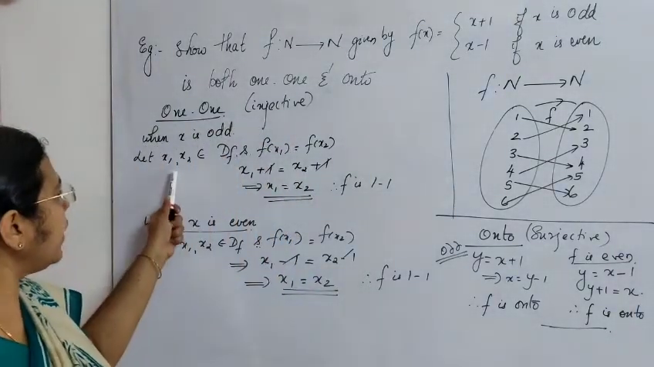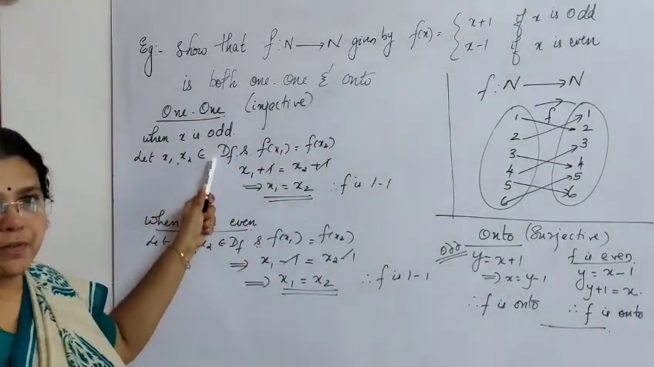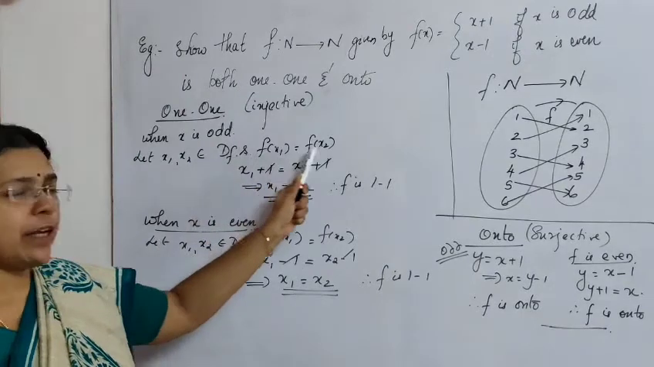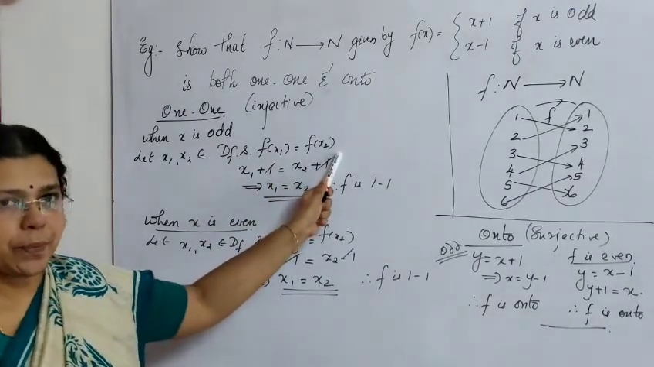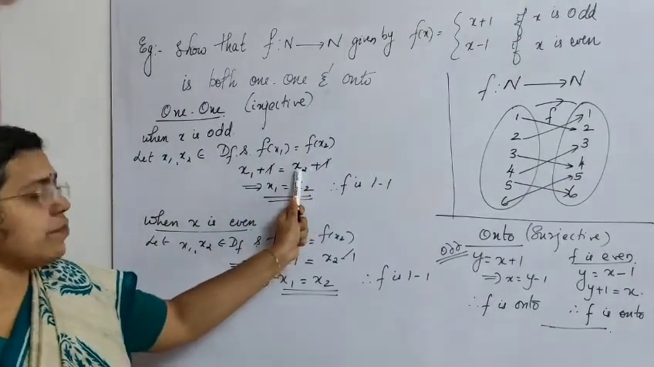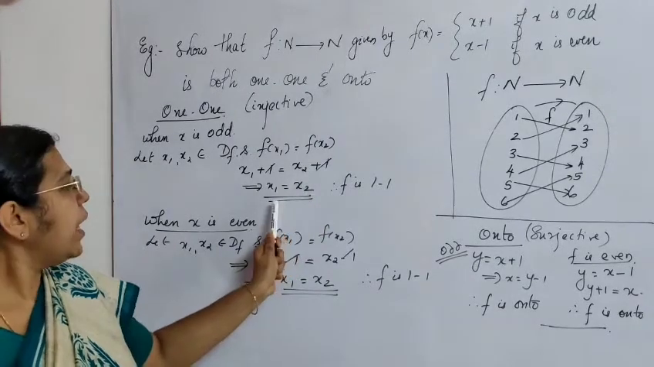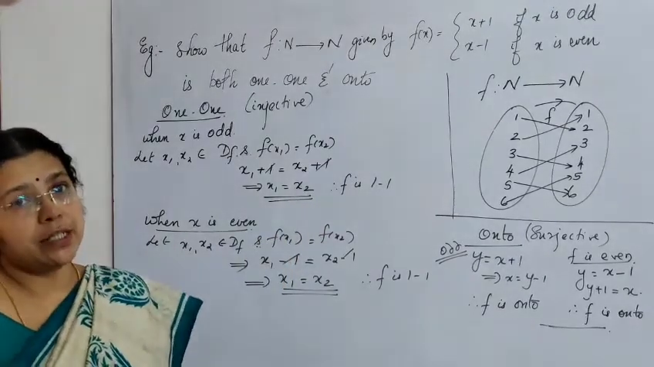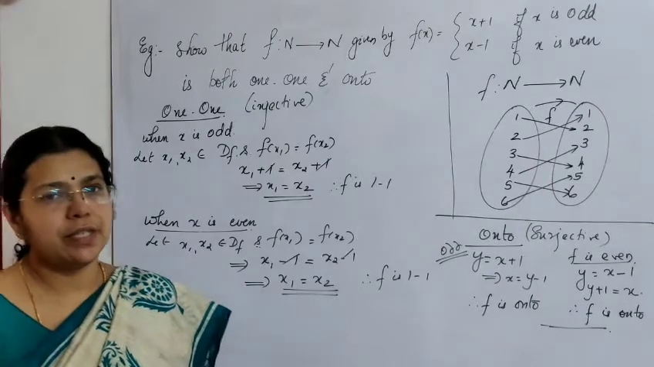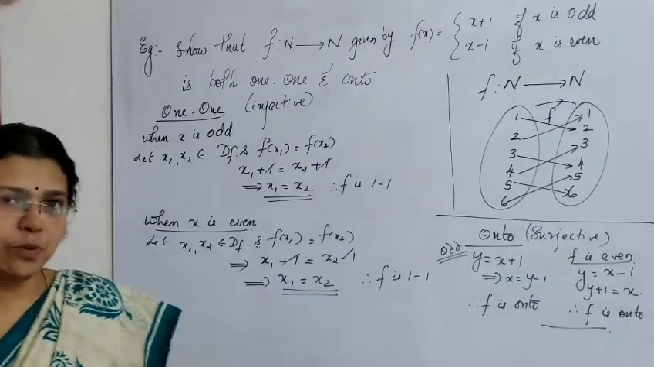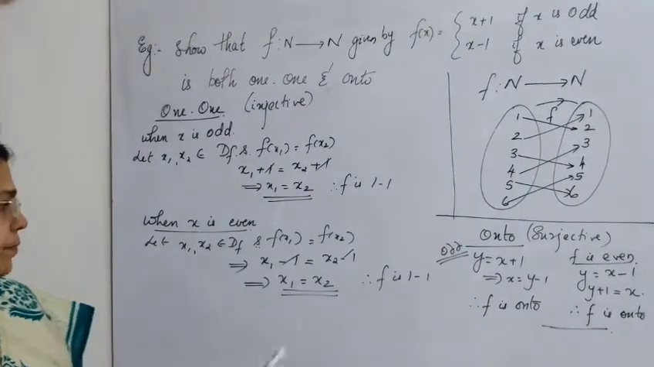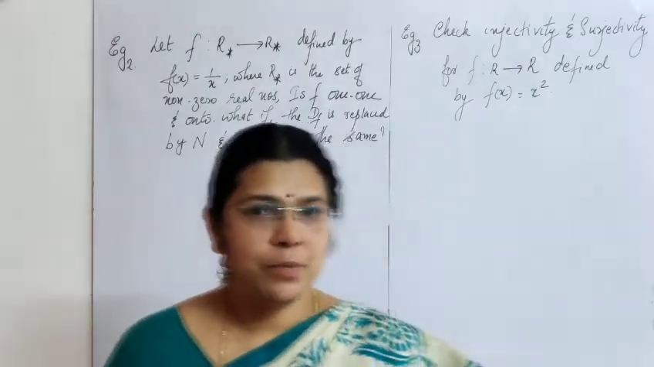By taking two values x1 and x2 belonging to the domain of the function such that f of x1 equals f of x2. On solving these, I must get x1 equal to x2, which implies that the function is a one-one function. I hope it is clear. Okay, now let's see more problems.